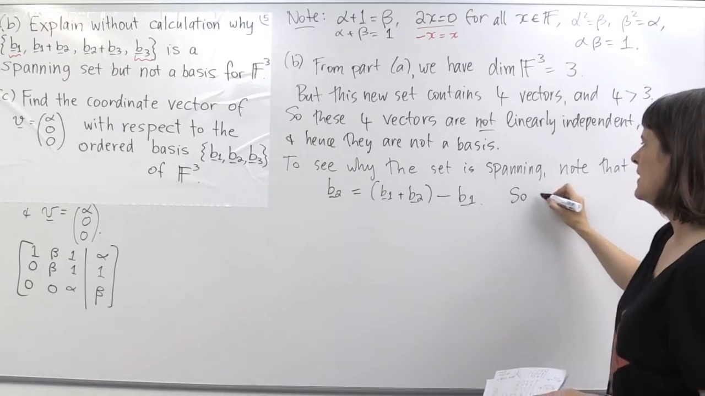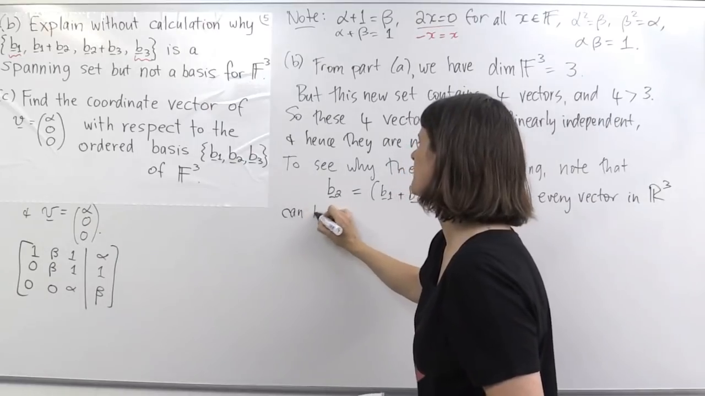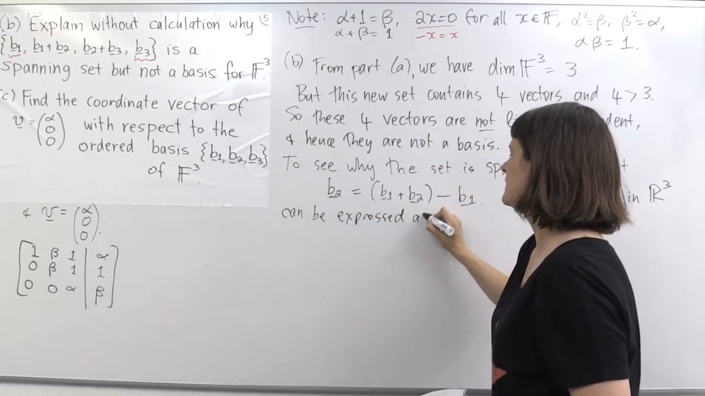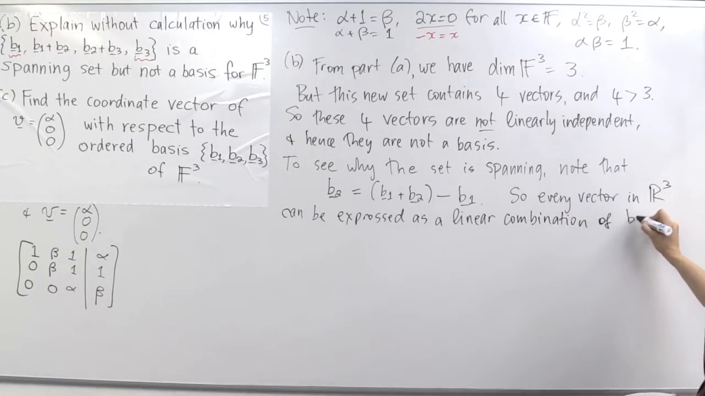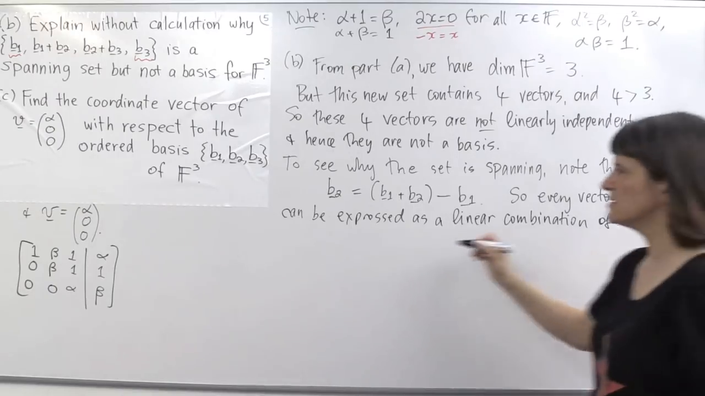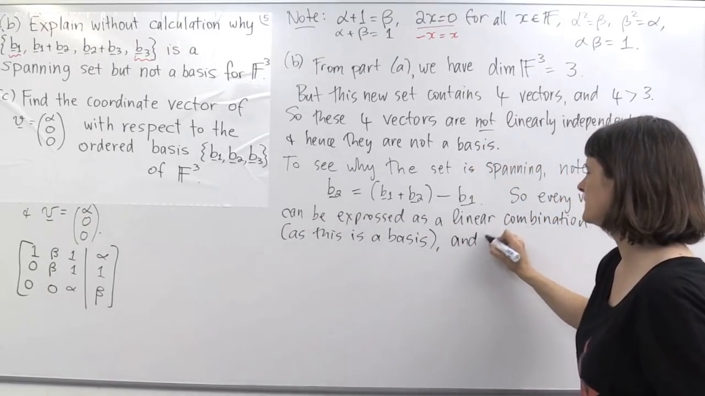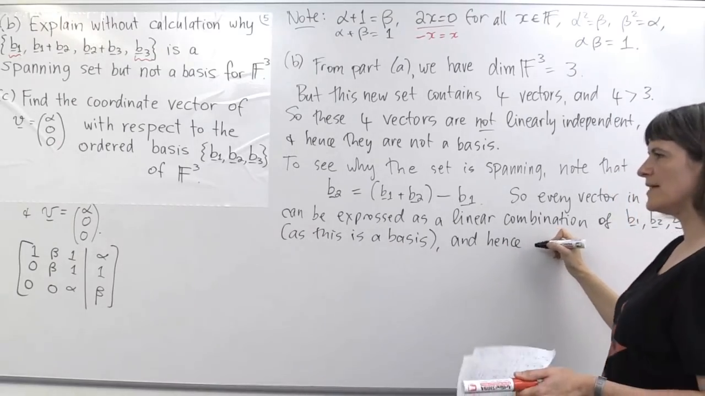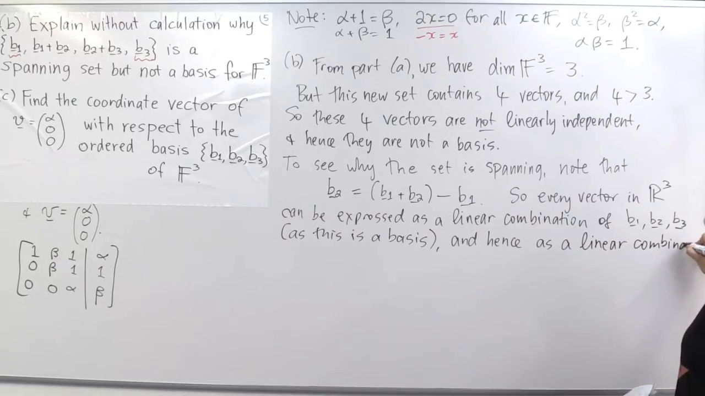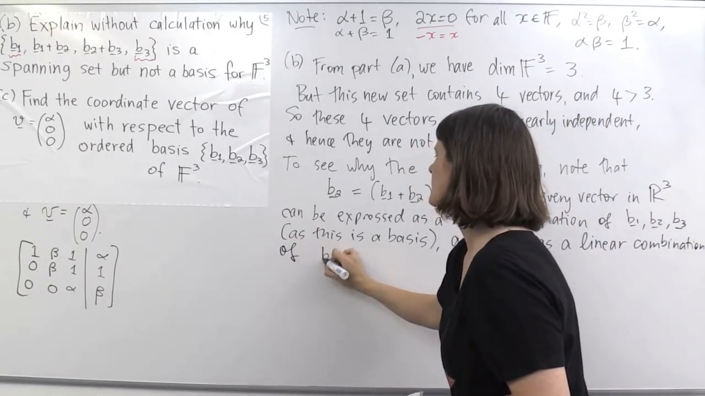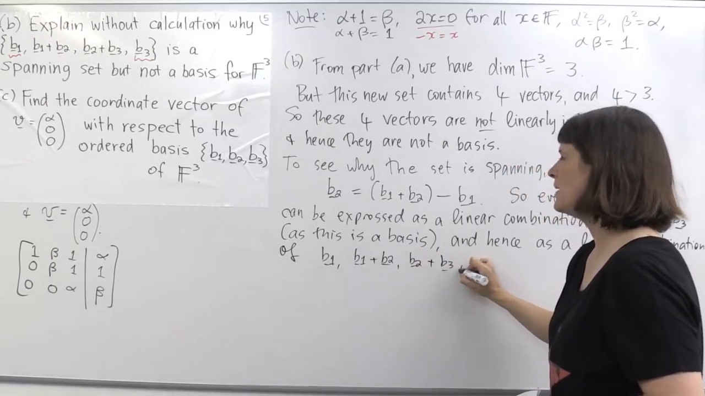So every vector in F3 can be expressed as a linear combination of B1, B2, B3, as this is a basis, and hence as a linear combination of B1, B1 plus B2, B2 plus B3, and B3.